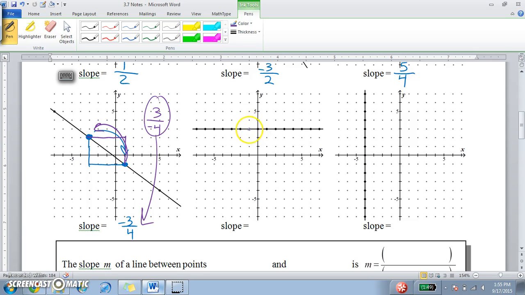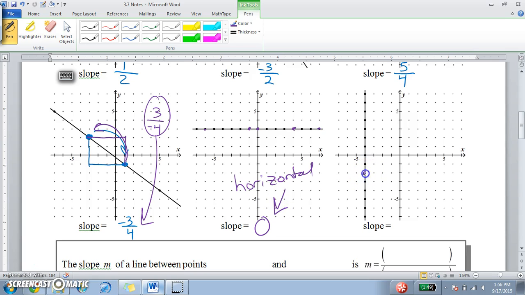For this next one, this is a horizontal line. So if I pick any 2 points, anywhere on this line, my rise is going to be 0. So no matter what I count my run as, my rise is always 0. So my slope for a horizontal line, the slope is always going to be 0.